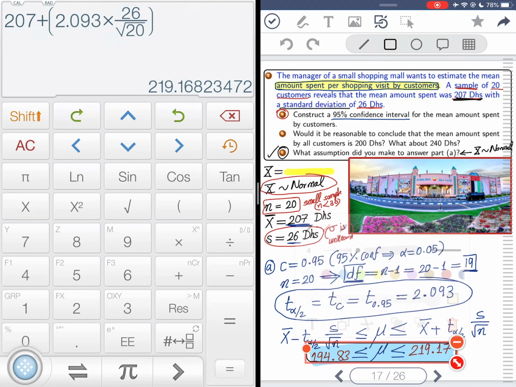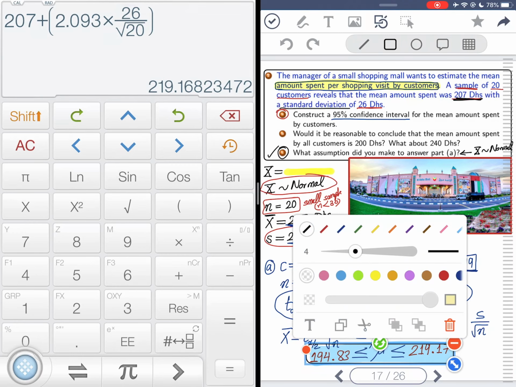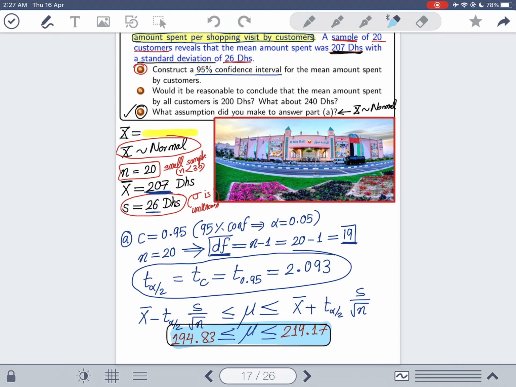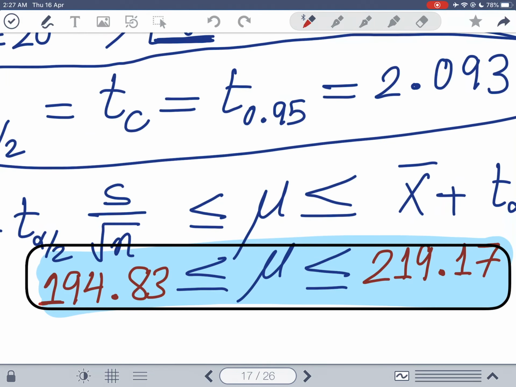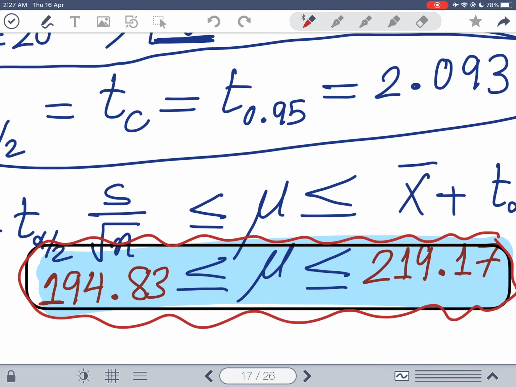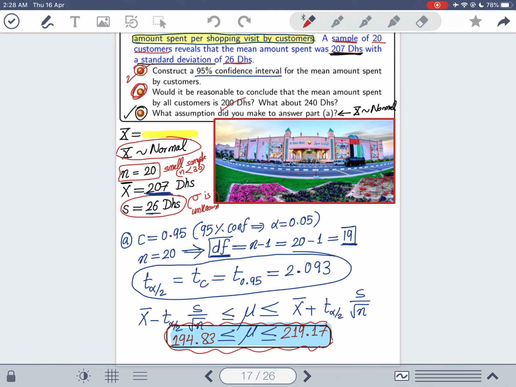Okay, and we solved part C already. So all we have to do now is look at part B. Maybe part B will be simple. So we solved A now. Now part B. Would it be reasonable to conclude that the mean amount spent by all customers is 200 dirhams? Well, look at the confidence interval. Is 200 here? Yes, it is between 194 and 219. So you can say it is reasonable, yes.